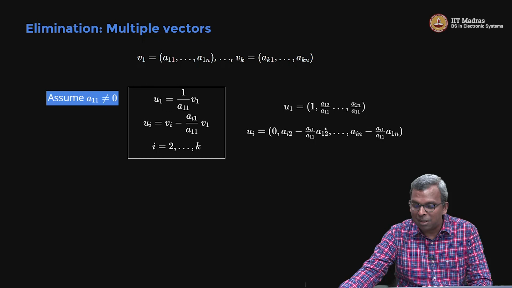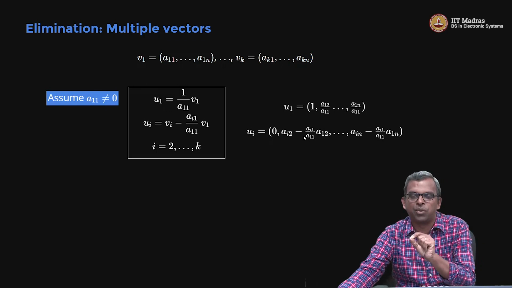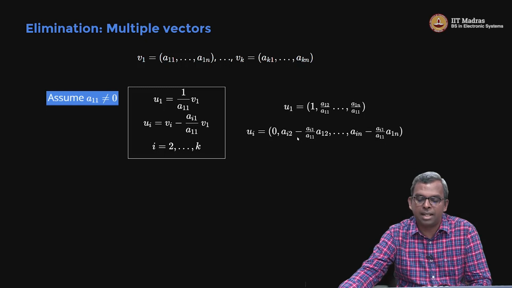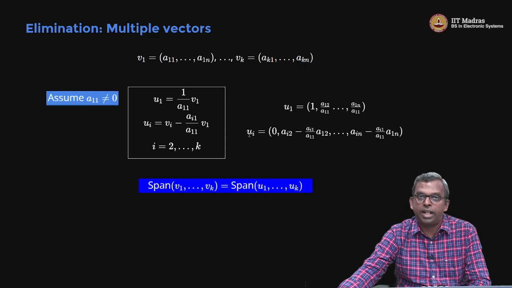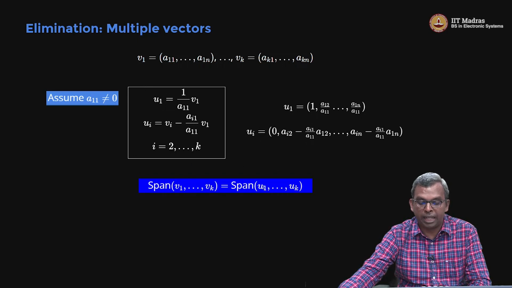You get some complicated stuff here. It can be actual numbers when you put them in, but in general, the expressions look a little ugly. So this is the first step in the elimination process. The crucial point here is that when I do this elimination, I have not changed the span. The span of V1 to Vk is the same as the span of U1 to Uk.